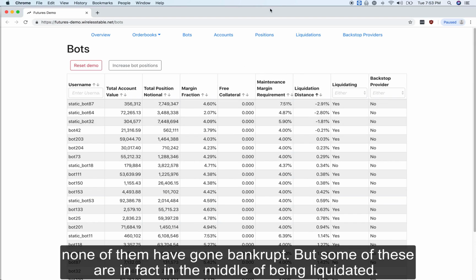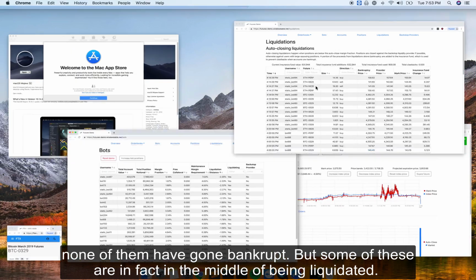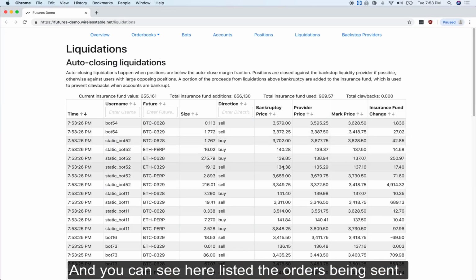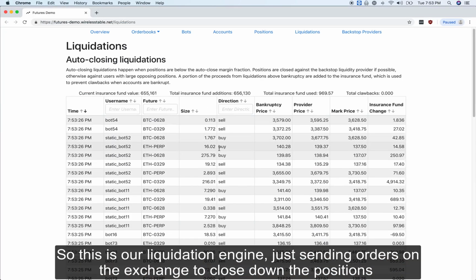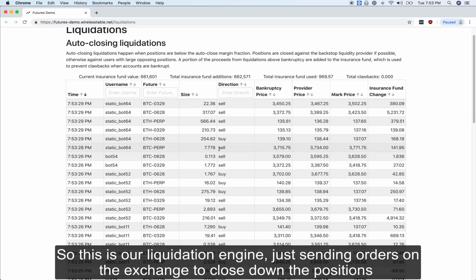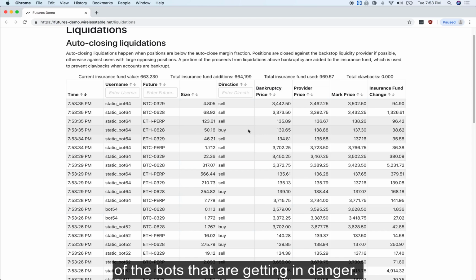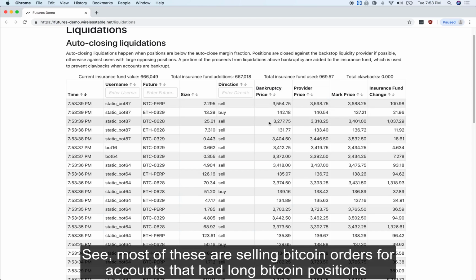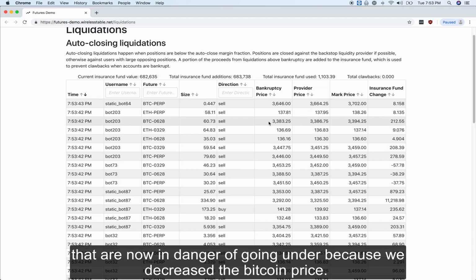But some of these are, in fact, in the middle of being liquidated. And you can see here a list of the orders being sent. So this is our liquidation engine, just sending orders on the exchange to close down the positions of the bots that are getting in danger. And you see most of these are selling Bitcoin orders for accounts that had long Bitcoin positions that are now in danger of going under because we decreased the Bitcoin price.